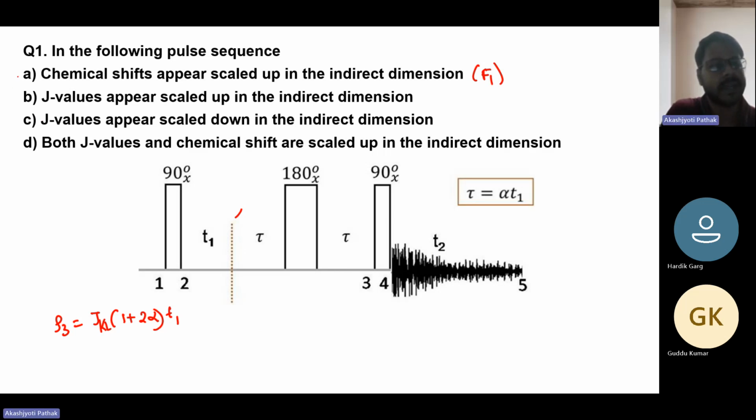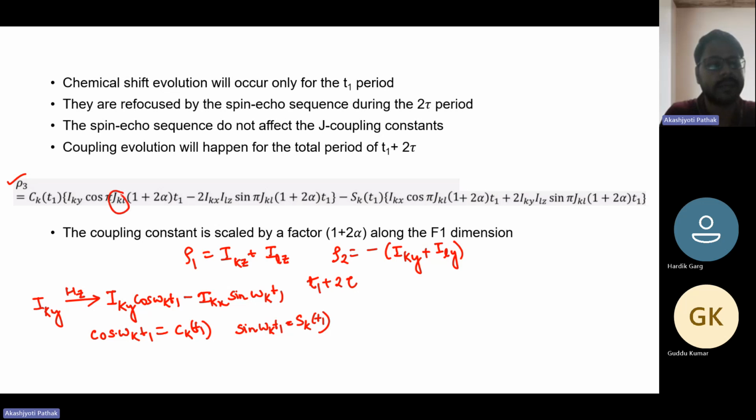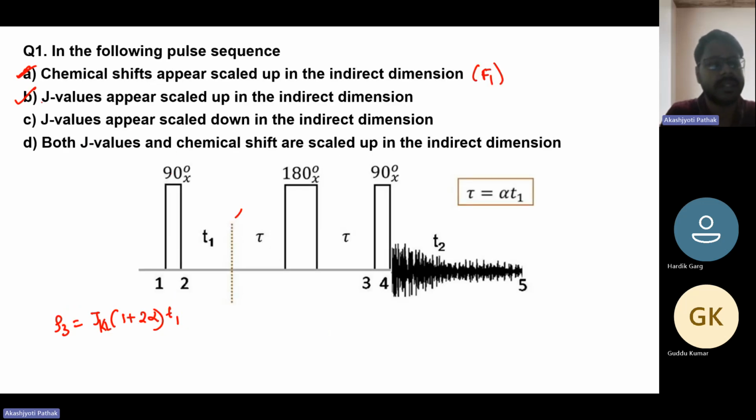So the first option is not correct. The second option, what does it say? The J values appear scaled up in the indirect dimension, right? Because you see here that the JKL term is multiplied by 1 plus 2 alpha. So option number B is correct.